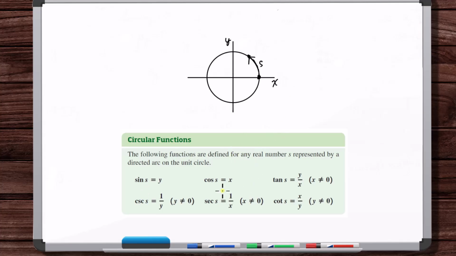So again, the input here is s. S can be from 0 to the full arc length of a unit circle, which would be 2 pi, or more than that, or you could put a negative input, whatever. So you input this arc length, and then the output is the x coordinate of that point on the circle, the y coordinate of that point on the circle, and here's the y coordinate divided by the x coordinate, and then these are reciprocals.